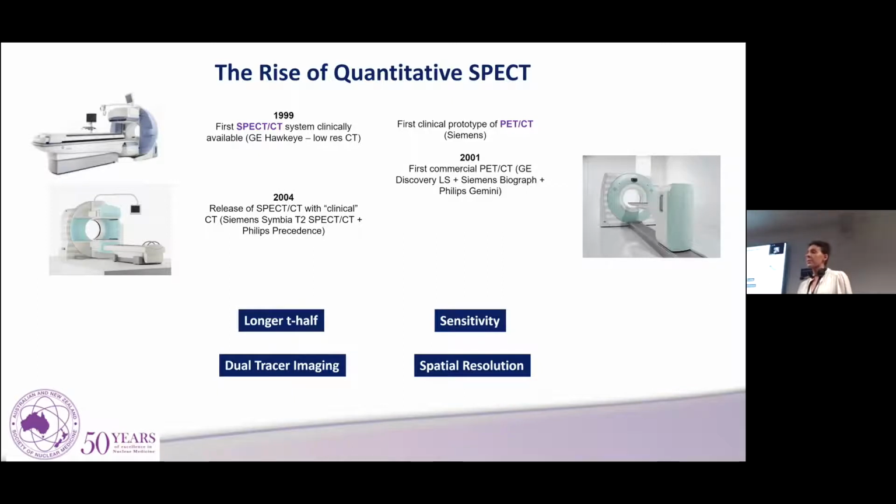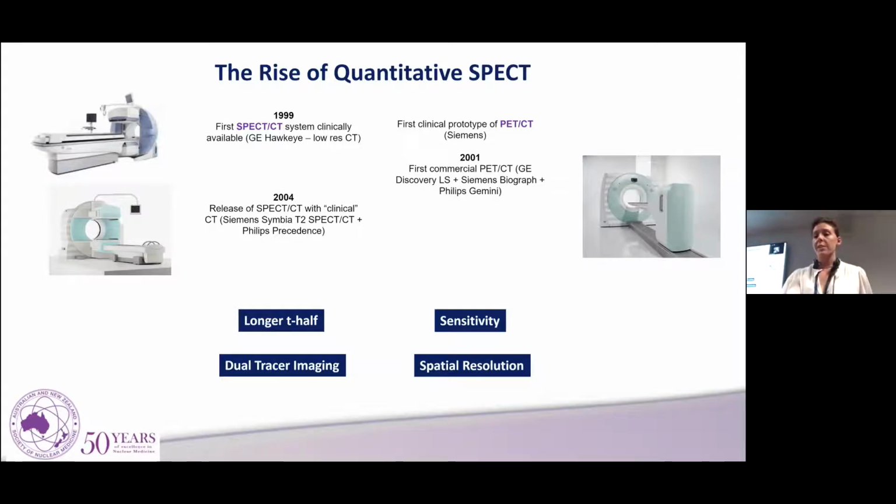SPECT, on the other hand, also has some advantages of its own. Typically, we're dealing with isotopes that have a longer physical half-life. This can be very beneficial in certain cases. For example, when we're looking at biodistribution studies for antibody mapping or peptide mapping, where we need to be imaging over a series of days following the time of injection. Also, SPECT gives us the opportunity to perform dual tracer imaging, and this obviously isn't available in PET because we're only dealing with 511 keV photons, regardless of the radiolabel being used.